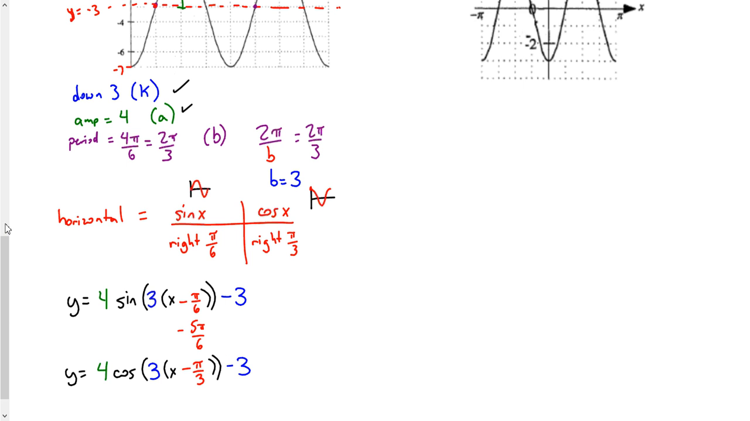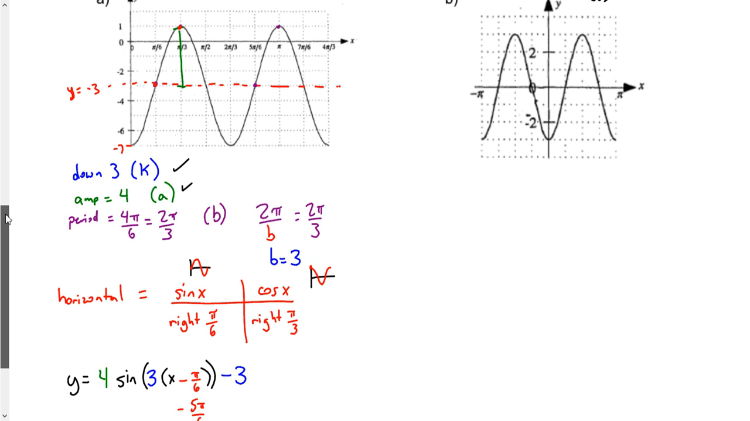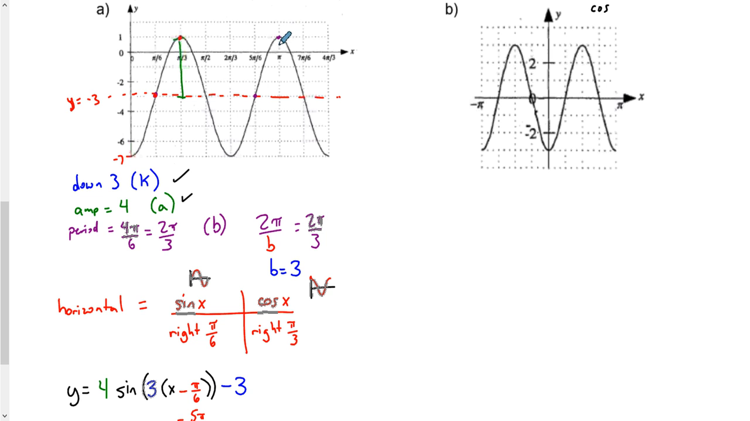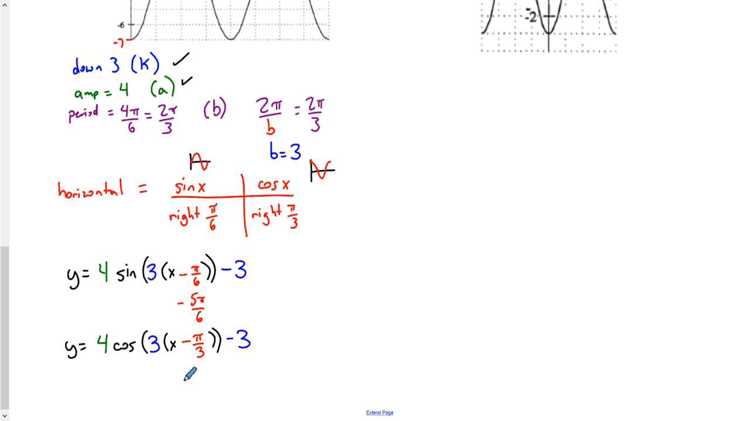We're going to subtract pi over 3. That's not the only answer. We could also write it as having moved right pi units. So both of these answers are perfectly fine.